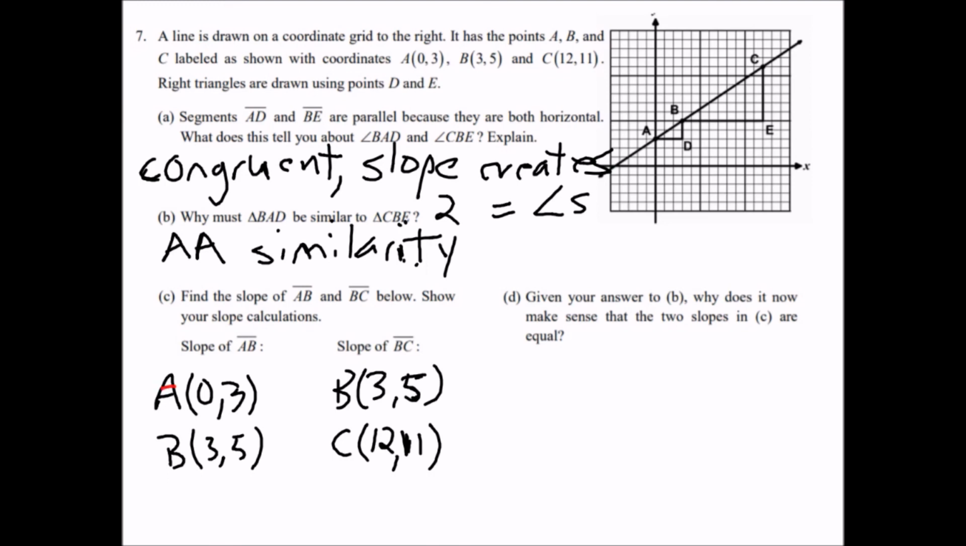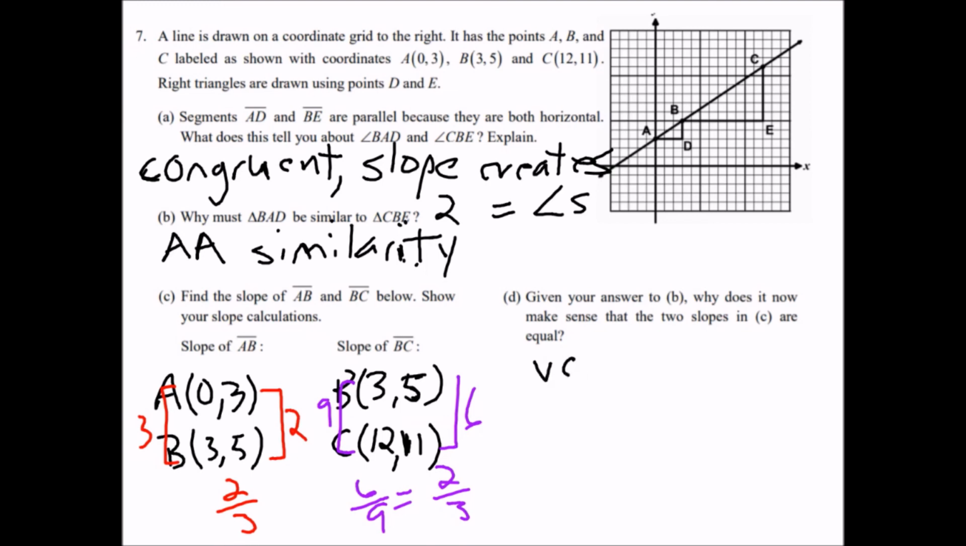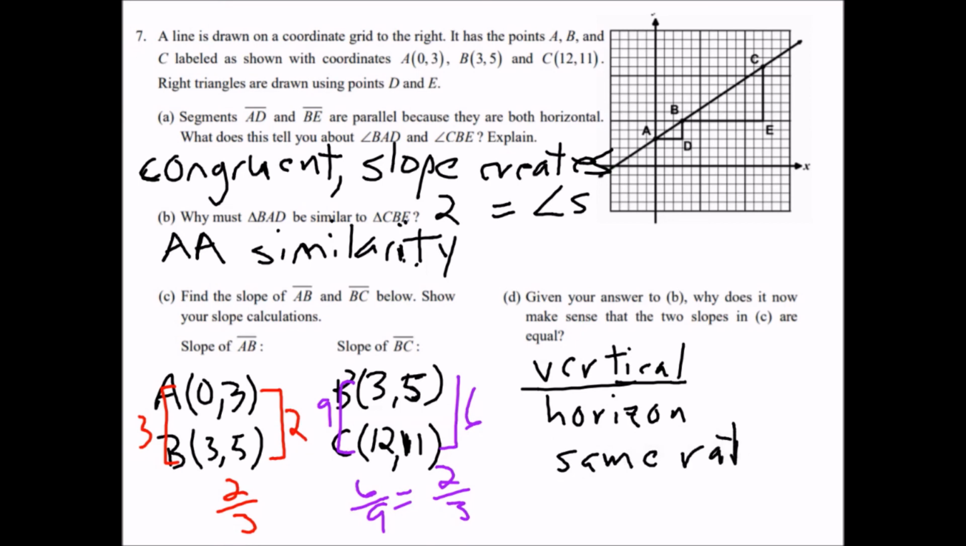All right, down here we have to find the slope of AB. So I already set it up: 3, up 2, so a slope of 2 over 3. For this one, this is up 9, this is up 6, which does reduce to, guess what, the same thing, 2 over 3. Given your answer in B, why does it now make sense that the two slopes in C are equal? I would say something like, because it's rise over run, or vertical over horizontal distance, and we have similar triangles, then these are going to be in the same ratio. So same ratio because we have two triangles that are similar. Okay, something like that.